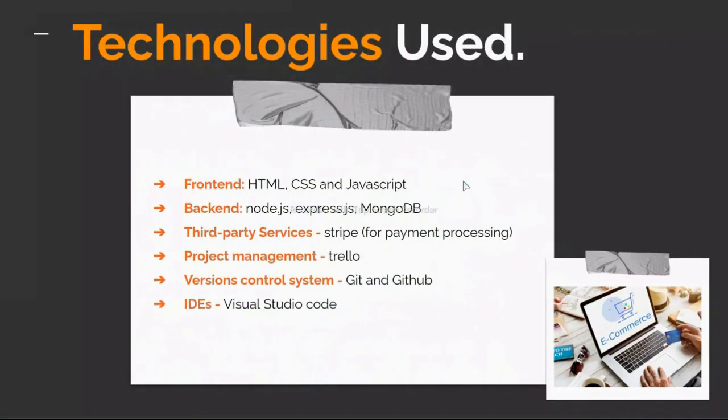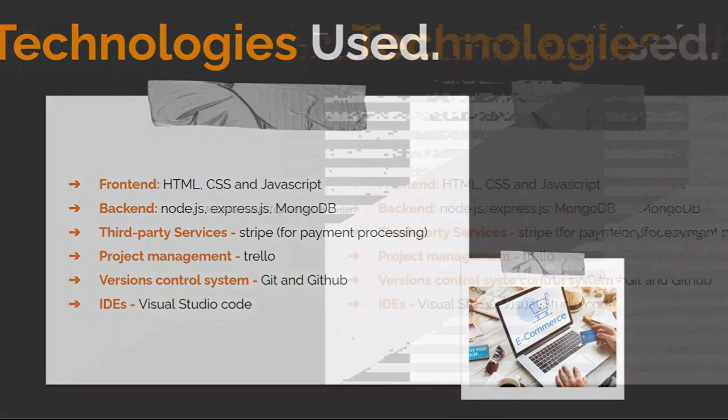Technology used: front end, we are using HTML, CSS, and JavaScript. Back end, we are using Node.js, Express.js, and MongoDB. Third-party services, we are using Stripe for payment processes, and for project management, we'll be using Trello, with Git and GitHub as the version control system, and for the IDE, we chose Visual Studio Code.